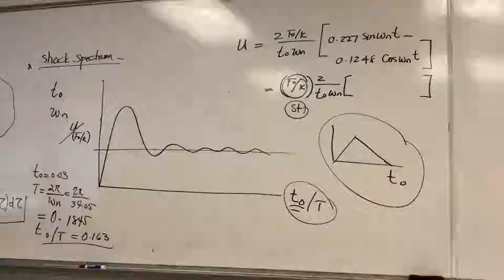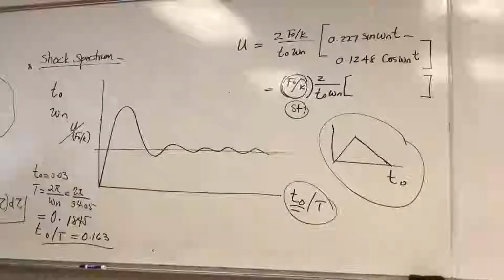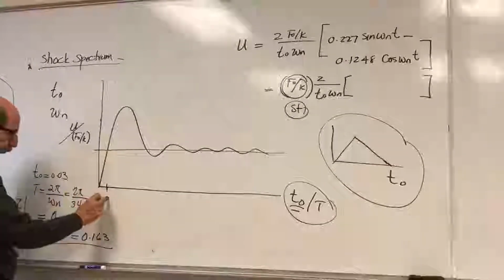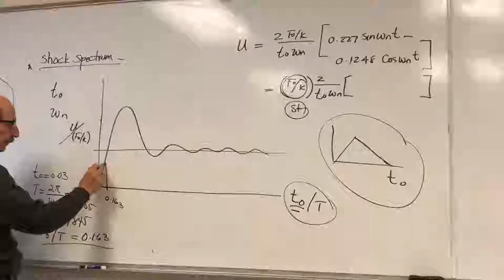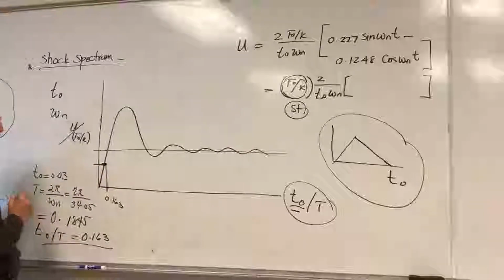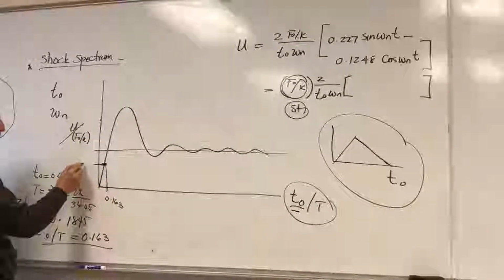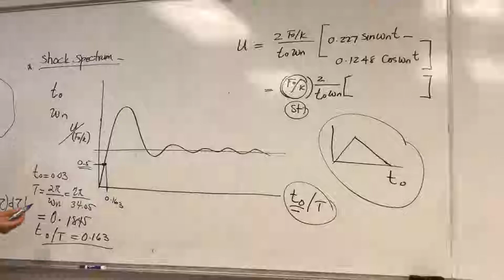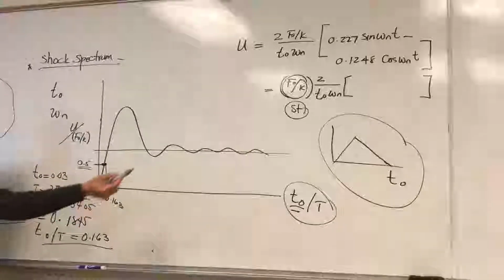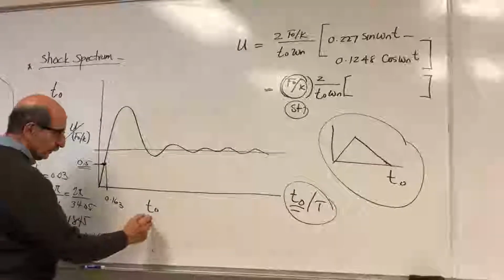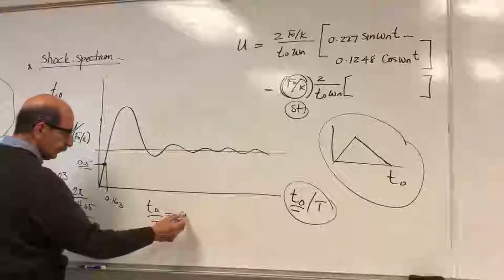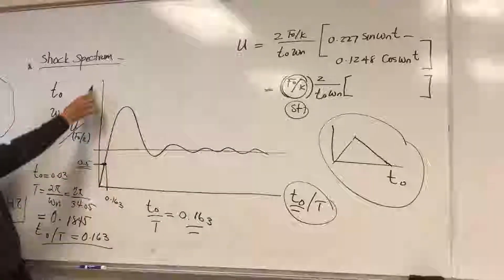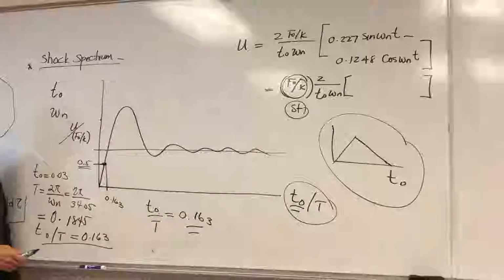So if you plot a curve like this, you can see that for the value of T0 over T, that is 0.163, the maximum value of the response would be 0.5. Or in other words, what this tells you is that if the duration of the load is such that T0 over natural period is 0.163, the dynamic response will be only half the static response, right?